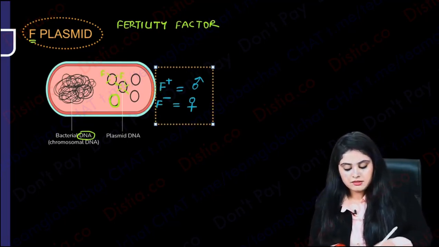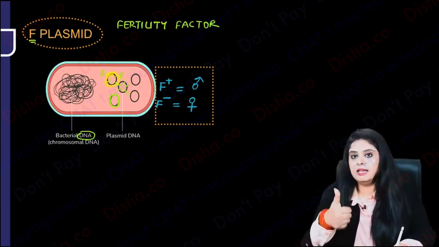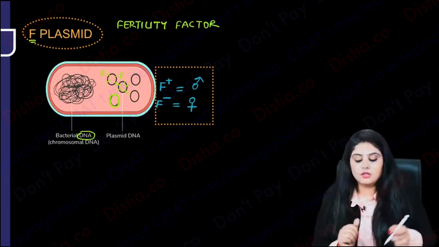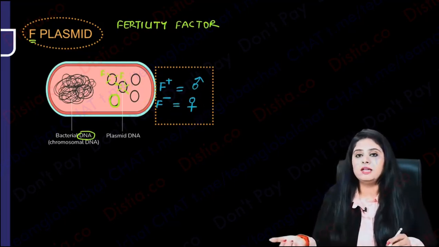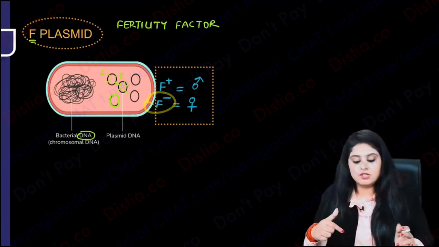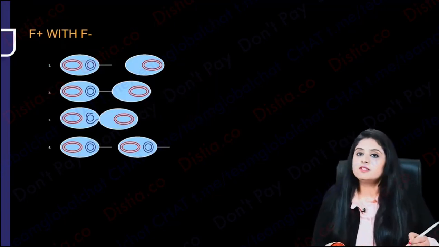If you see the presence of a fertility plasmid, it is male. If there is no fertility factor, it is female. So now I'm going to transfer. How can I convert a female into male? How can I convert F negative bacteria to F plus? And that is what we shall study. So everyone first label with me.